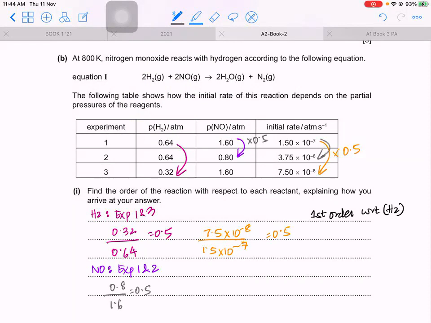Let's see how the rate changes. So the rate goes 3.75 times 10 to the power minus 8 divided by 1.5 times 10 to the power minus 7. And this comes out to be 0.25. So you see, this is becoming a quarter. Yeah, so this would be what? Second order with respect to NO. So we know that it is first order and second order.